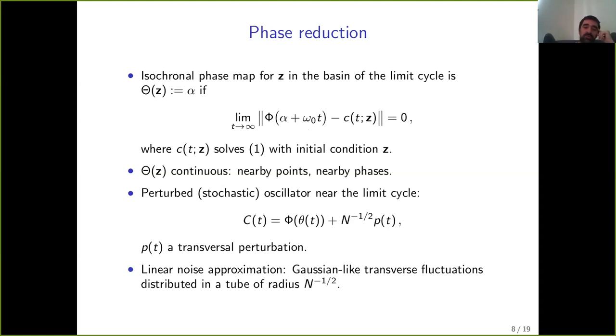For the perturbed or stochastic oscillator near the limit cycle, we use this decomposition, which is essentially the limit cycle plus a transversal perturbation P, which has this term here, inversely proportional to the square root of n. So in this work we assume that n is large enough such that the stochastic trajectory is very close to the deterministic limit cycle. Okay, so this is essentially a linear noise approximation, and you're assuming that the transverse fluctuations are Gaussian.